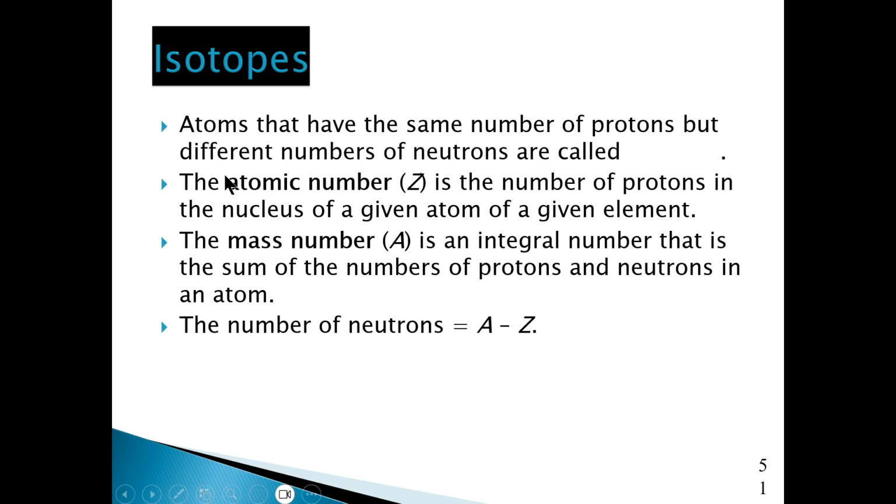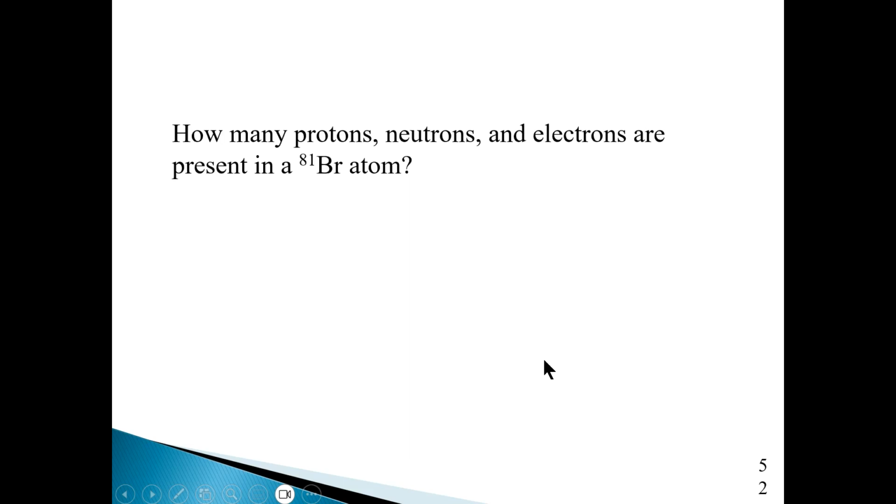Now, based on these definitions, we can determine the number of neutrons for a particular isotope. All we have to do is find the difference between the mass number and the atomic number, and that will give you the number of neutrons, all right? So, for example, let's say you're given this question. The question says, how many protons, neutrons, and electrons are present in a bromine-81 atom?